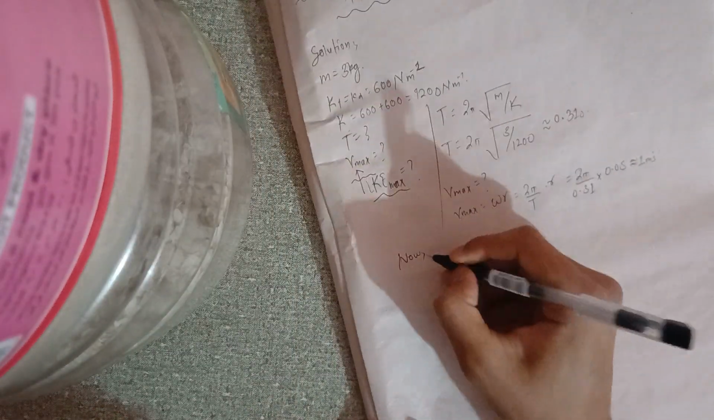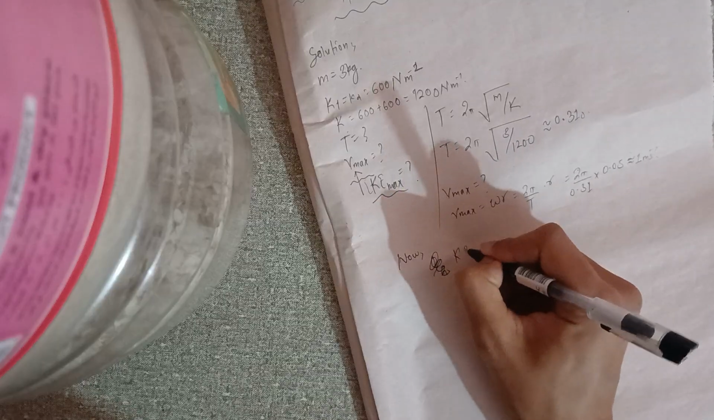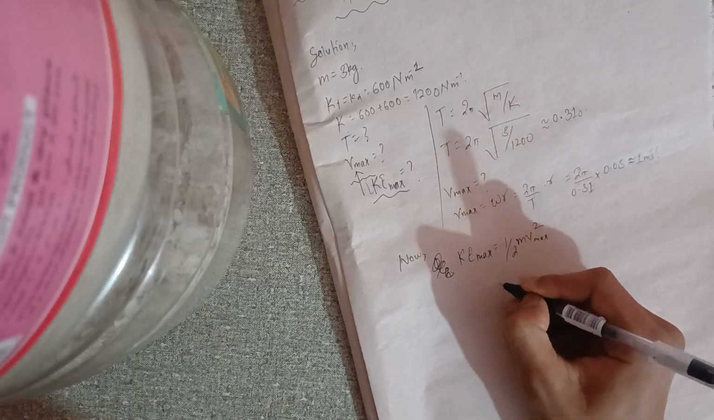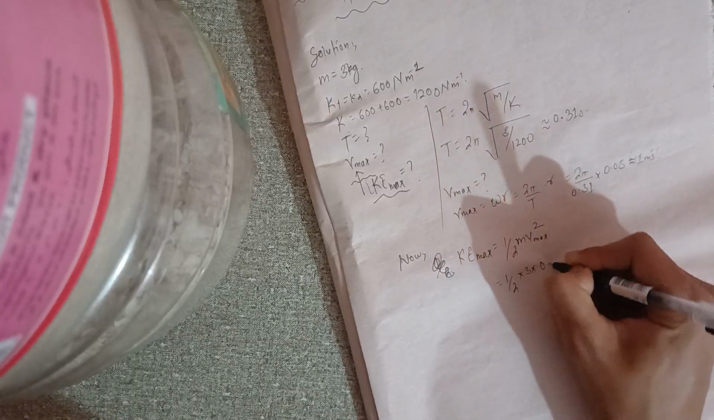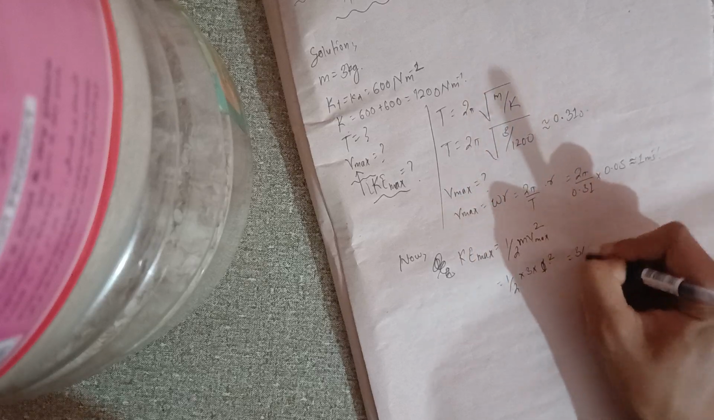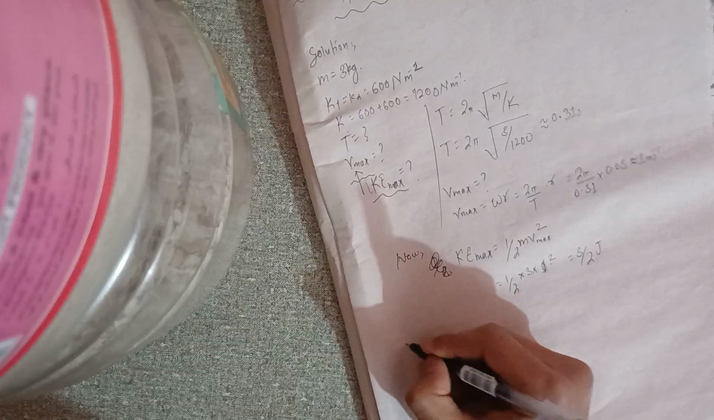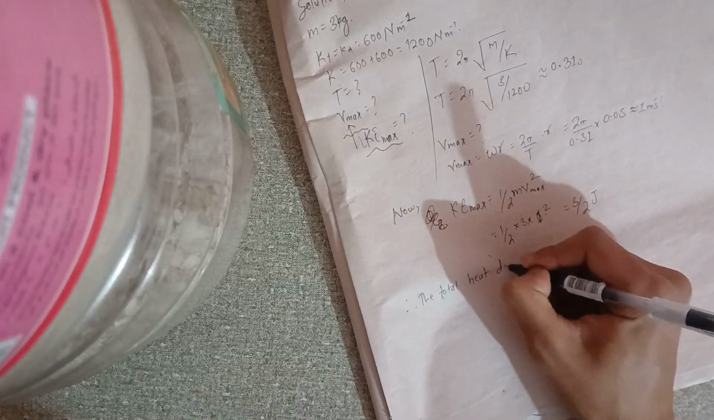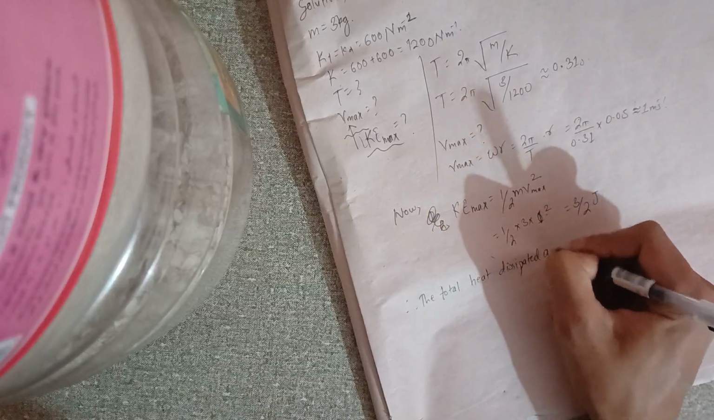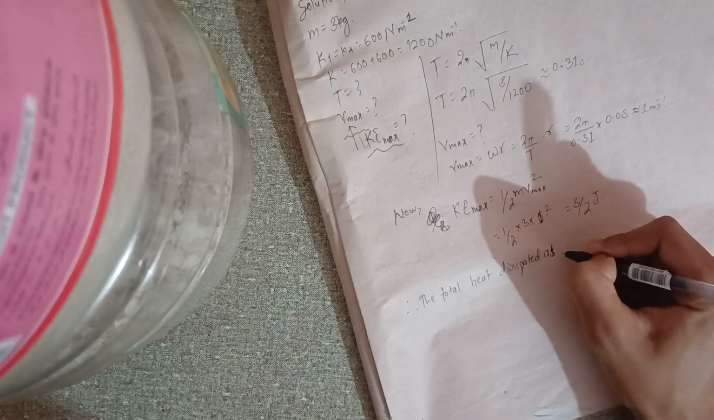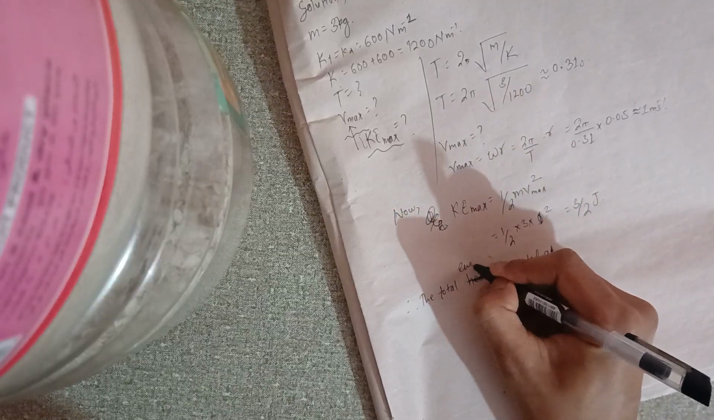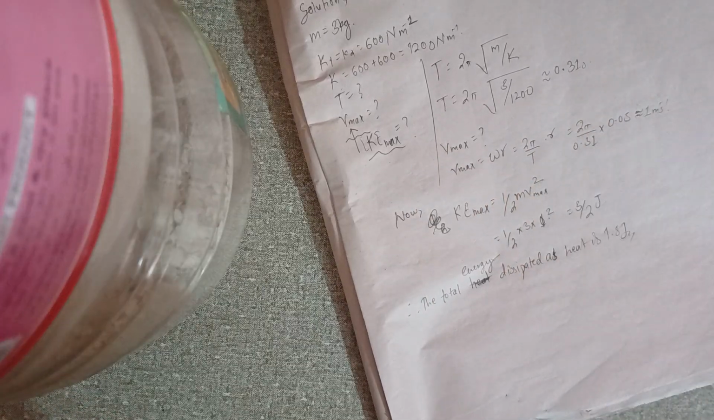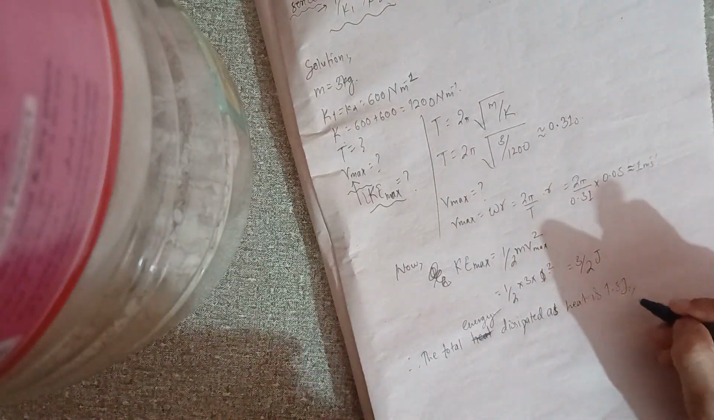Now we then need to find the kinetic energy. Now KE max equal to 1 by 2 m v max square. So 1 by 2 into 3 into 1 squared. So this is basically 3 by 2 joules. Therefore the total energy dissipated as heat is 1.5 joules. That's how we do it, and the question is complete.